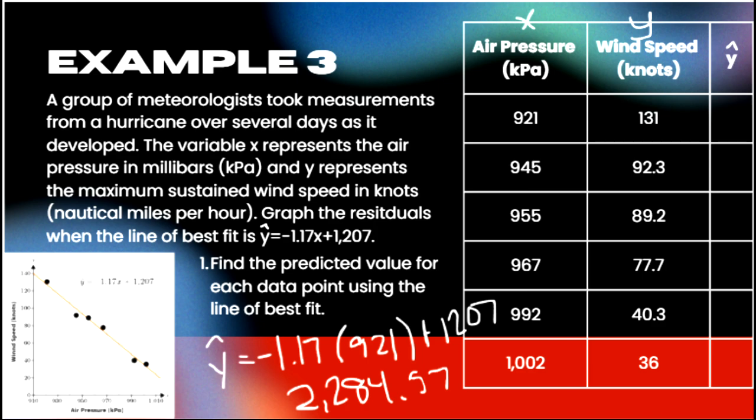So we're going to go 2284.57 minus, and now I don't have that other number. I'm sorry, I'm using a junk calculator. 921 times 1.17 gives us 1077.57. This is a negative, and then we need to add this to it. The way I have to do it on my calculator, because my calculator doesn't do negatives, is 1207 minus 1077.57. Okay. Our real answer is 129.43.